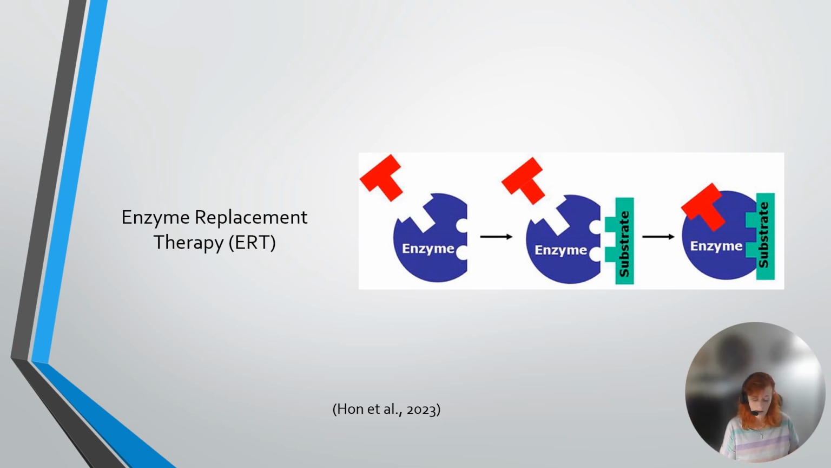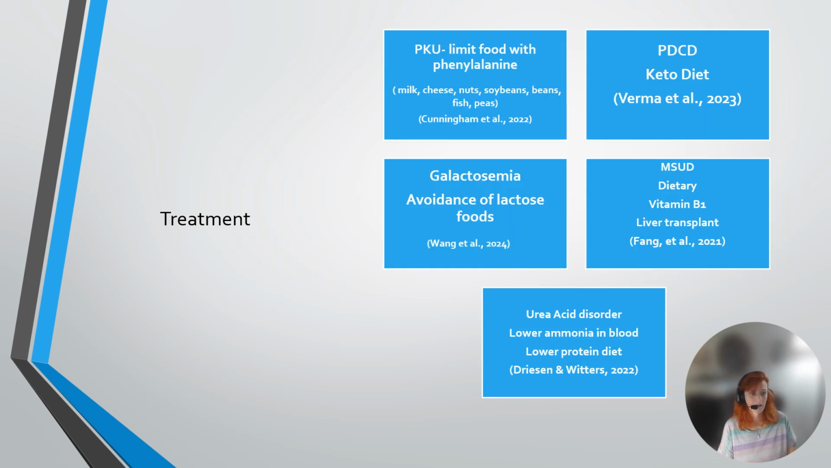In 2023, we actually have 15 approved ERTs, enzyme replacement therapies, by the FDA. However, it is very critical on dosing. So the dosing has to be accurate based on all the factors. It's very interesting that we can do that, and that is just showing how important enzymes are for the body.